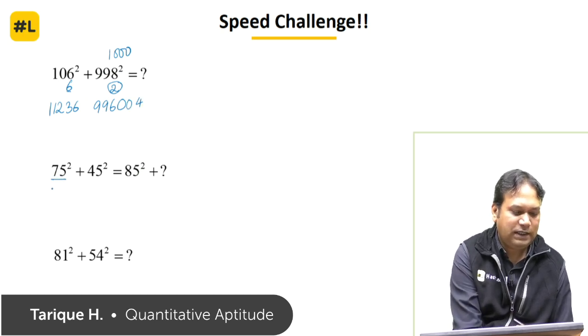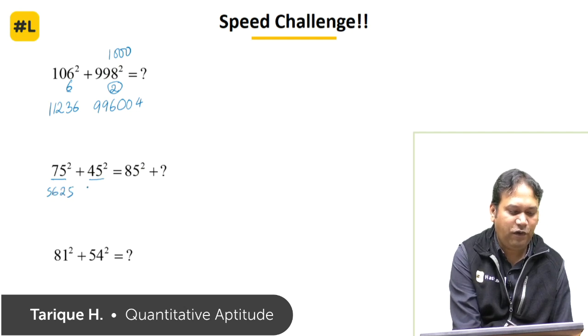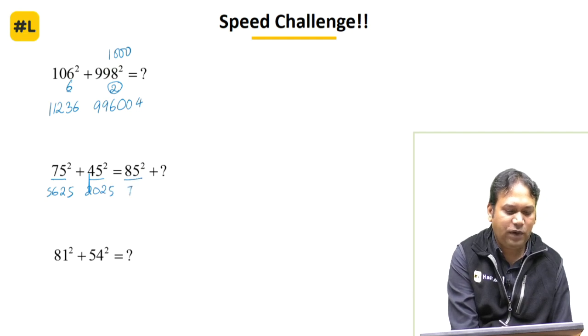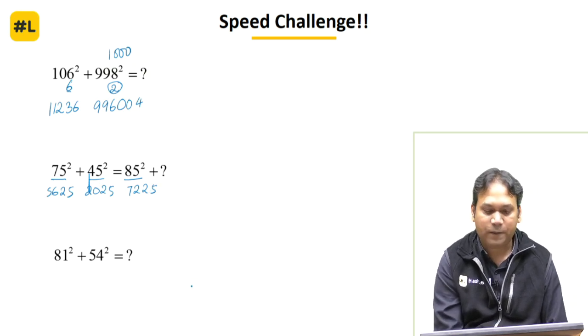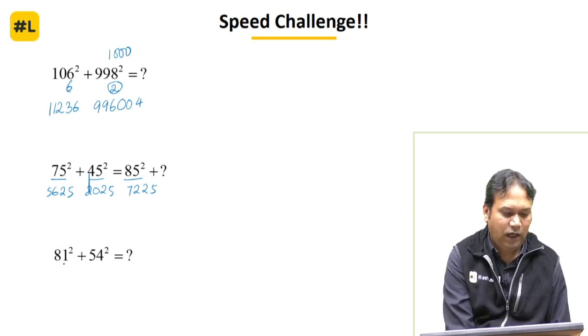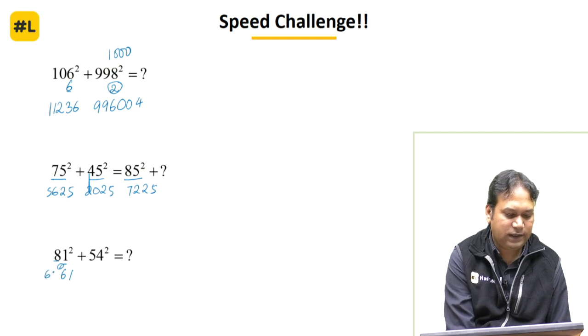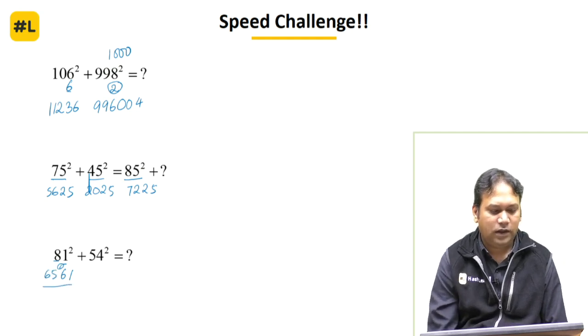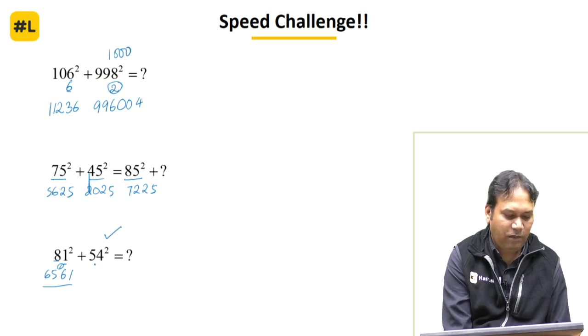75 square, 7 into 8, 56, 5 square 25. 45 square, 4 into 5, 20, 5 square 25. 85 square, 8 into 9, 72, 5 square, add and subtract, that will give you the answer. 81 square, number ending in 1, 1, double of 8, 16, carry 1, square of 8, 64, plus carry 1, 65. And 54 square, number beginning with 5, 25 plus 4, 4 square.